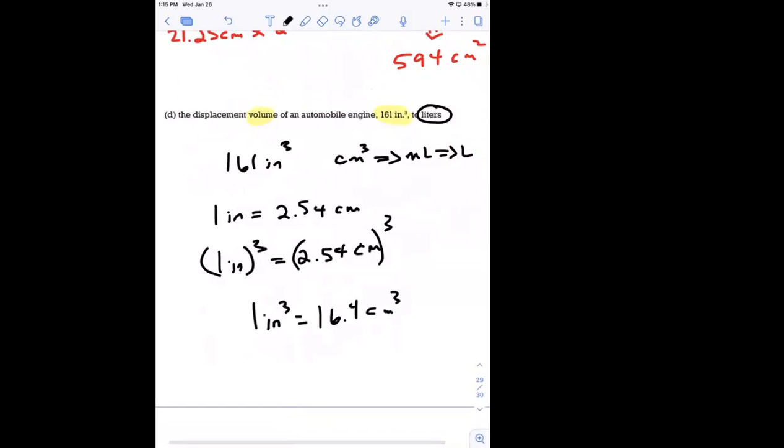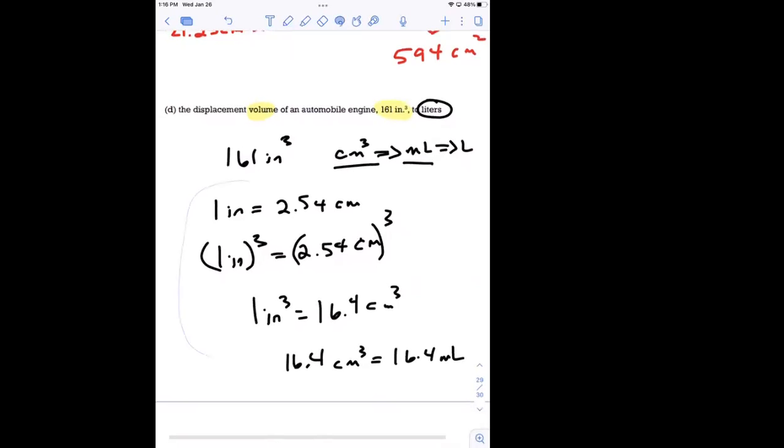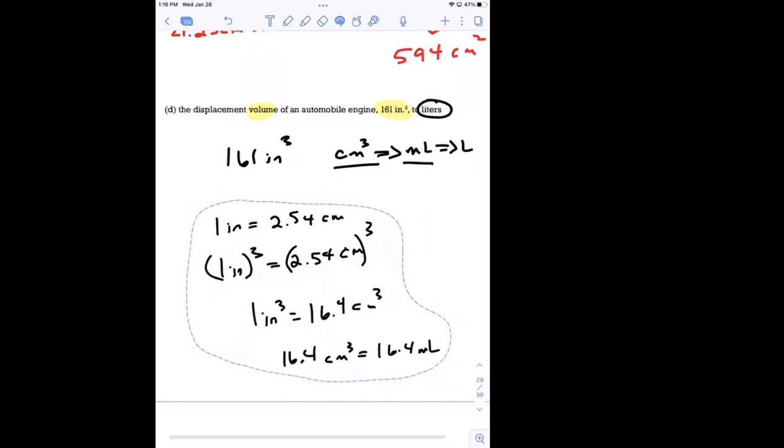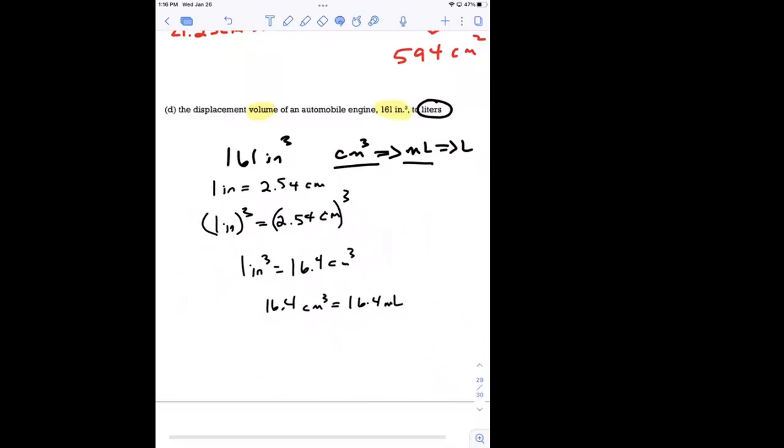All right. So that means that for every 16.4 cubic centimeters, that's the same as 16.4 milliliters. Following? Anybody not following? Because a cubic centimeter and a milliliter are the same. They're both units of volume. Are we good with that? Yes, sir. All right.